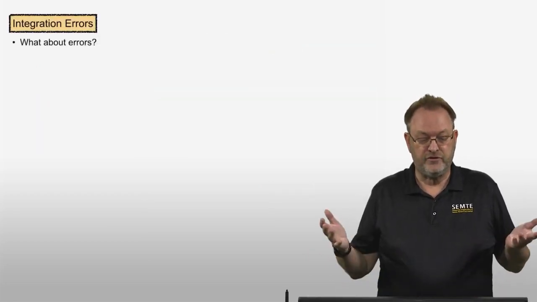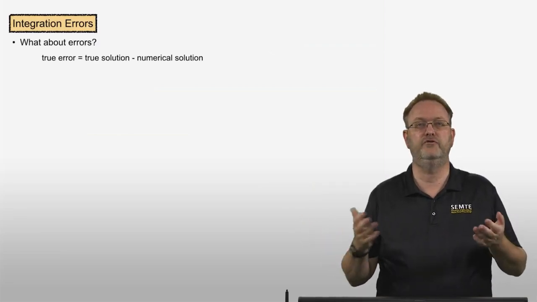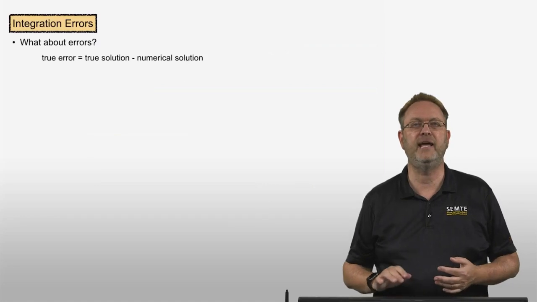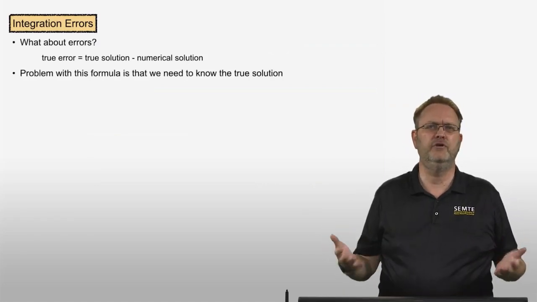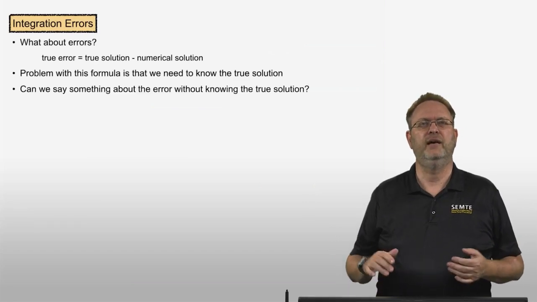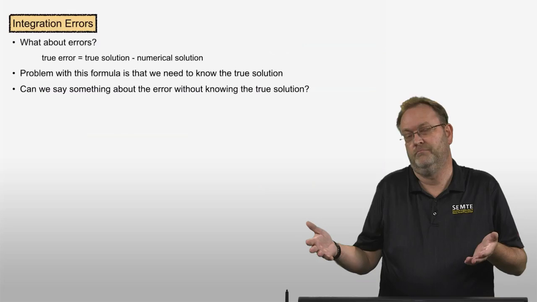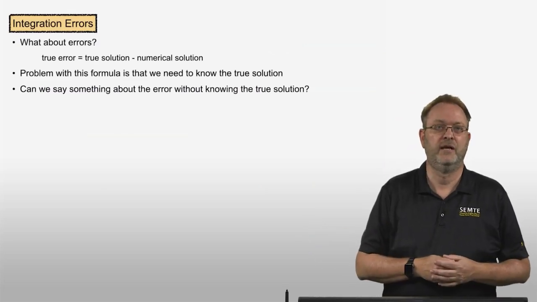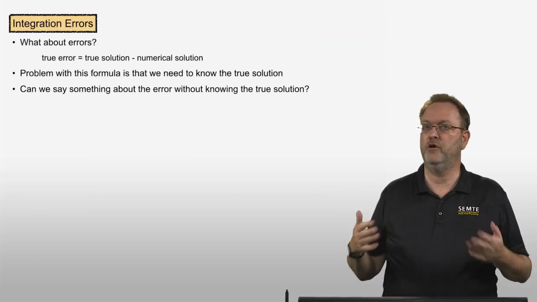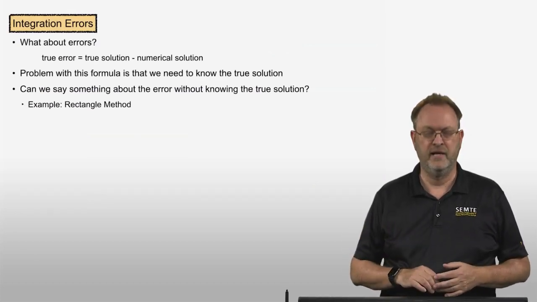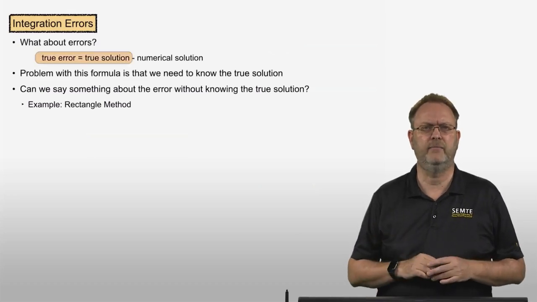Now, errors, right? What was the definition of an error? The true error was the true solution minus my numerical solution. Now, the problem with this formula is that we need to know the true solution, and we typically don't know the true solution because we're using a numerical solution because we don't know the true solution. But can we say something about the error without knowing the true solution? As an example, let's just look at the rectangle method.